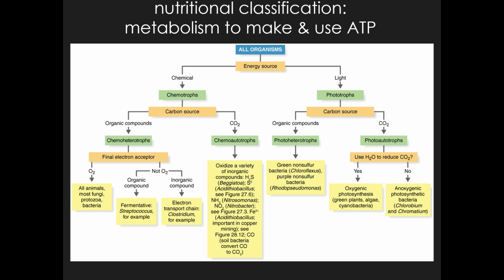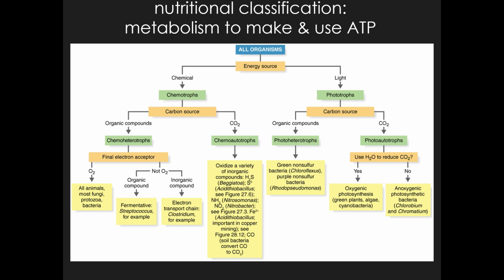If it's chemical, we call you a chemotroph. And then we ask the question, what's your carbon source? And everybody that is a chemotroph will answer that question, either my carbon source is organic or it is CO2. If your carbon source is organic, you are a chemoheterotroph. And then we can ask the question of all of our chemoheterotrophs, what's the final electron acceptor of your heterotrophic metabolism? And that can be oxygen or not oxygen.